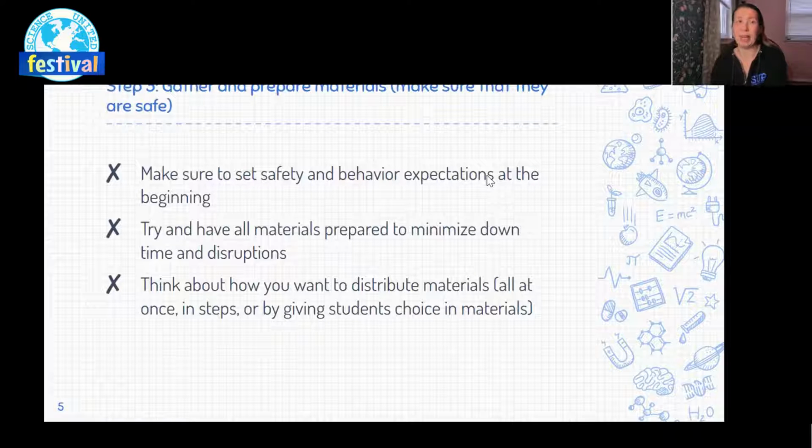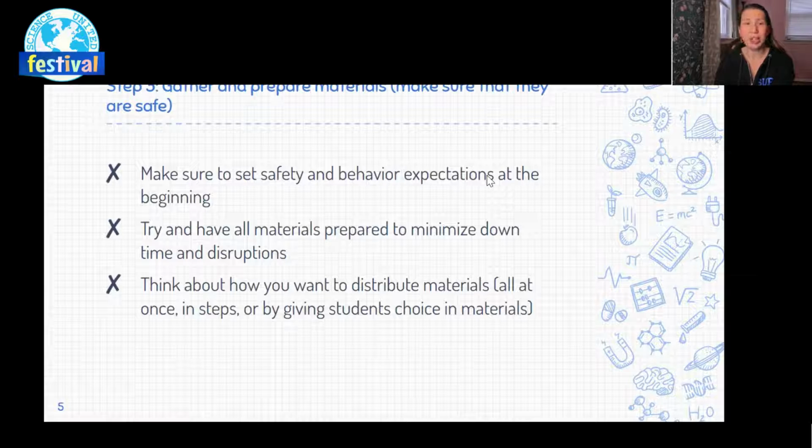Step 3, gather and prepare materials. One of the most important parts of teaching science is being able to set expectations for the students, and safety is one of those expectations. We want to make sure that our students understand what it means to be safe, especially within the context of the activity that you are doing. So make sure that you set safety and behavior expectations at the beginning of the activity.